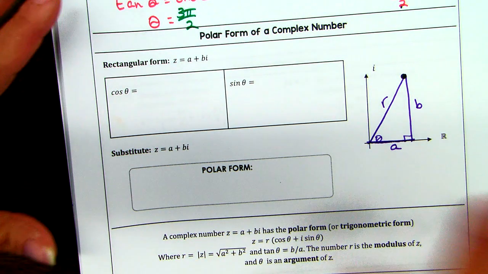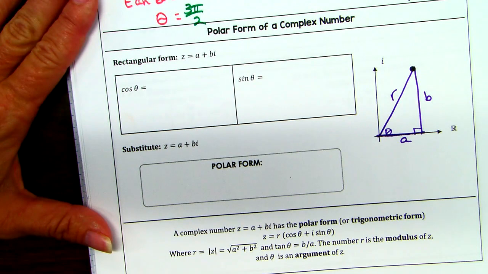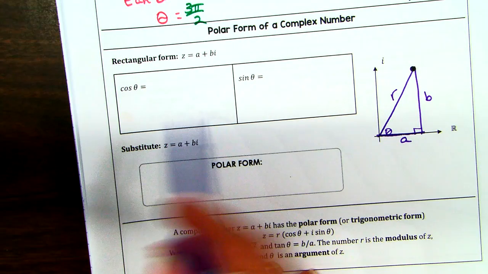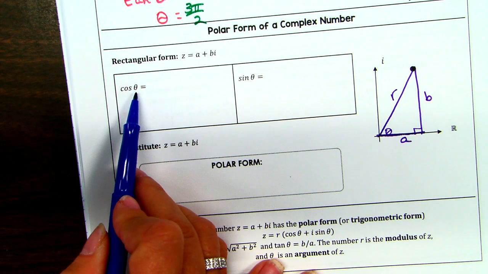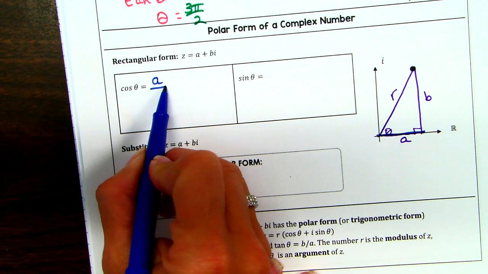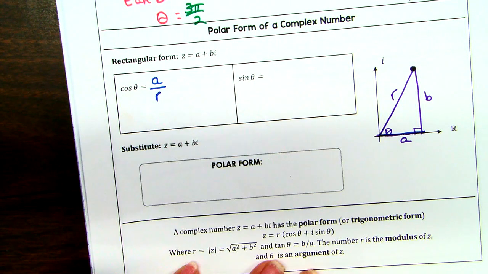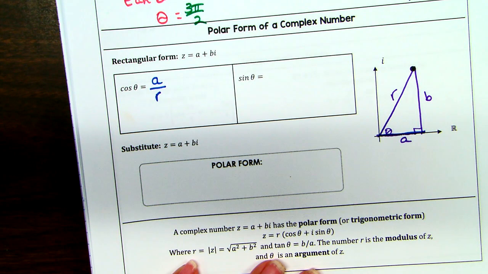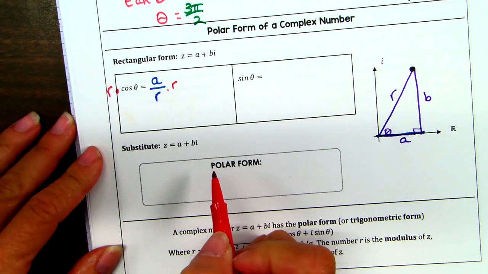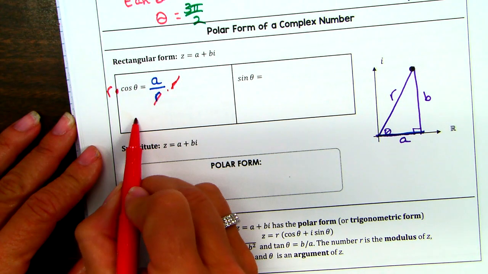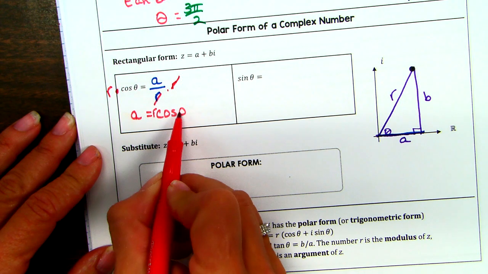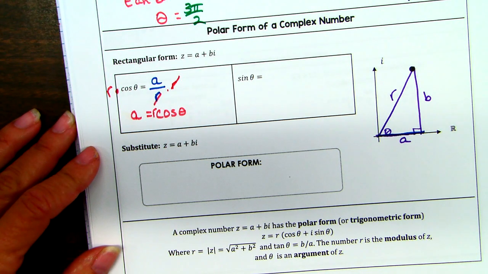Okay, and here's why. And you'll never have to repeat this, show this. I want you to kind of understand the connection though. So if you remember, in SOHCAHTOA, cosine is adjacent over hypotenuse. So adjacent would be A, and our hypotenuse we are calling R. And I'm going to multiply both sides by R. And what I have left is A equals R cosine theta.